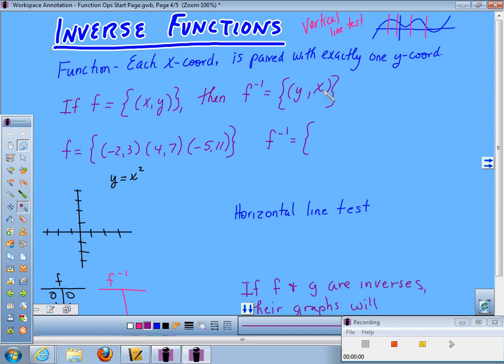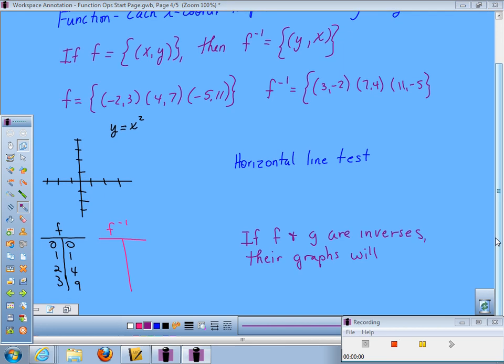So if you take this function I gave you on the next line with the coordinates (-2, 3), (4, 7), and (-5, 11), and I ask you to name the inverse coordinates, all you would have to do is reverse your coordinates. So we would have (3, -2), (7, 4), and (11, -5). That's all it takes to make an inverse if you're working with coordinates. So let's face it, how often do we give lists of coordinates? Not very much. We usually work with either equations or graphs.